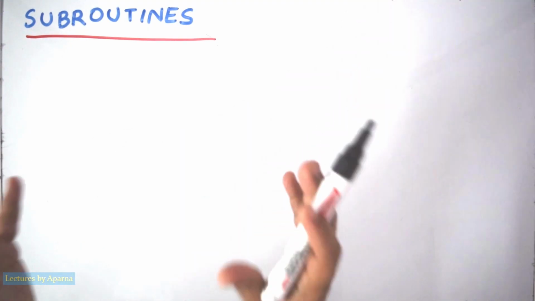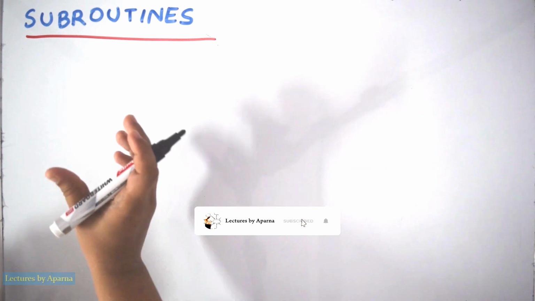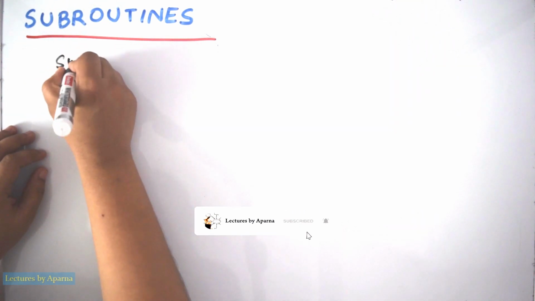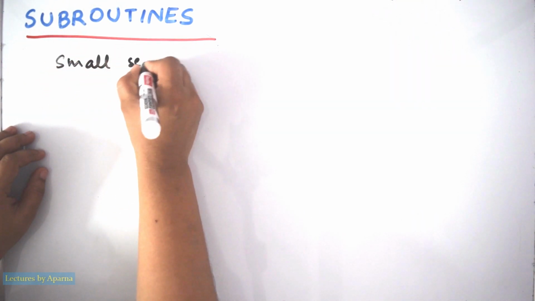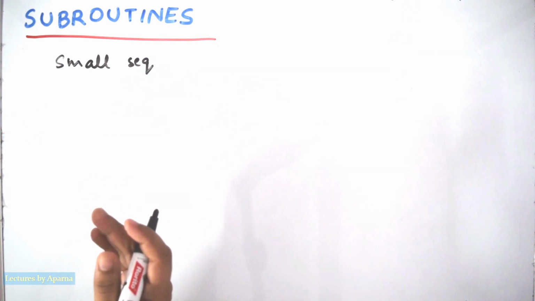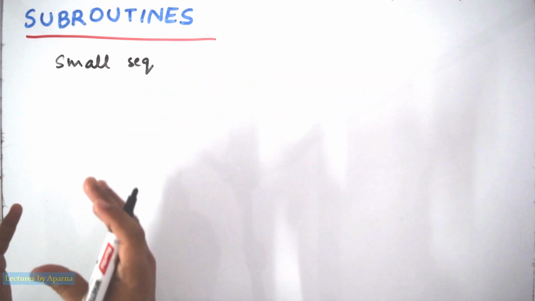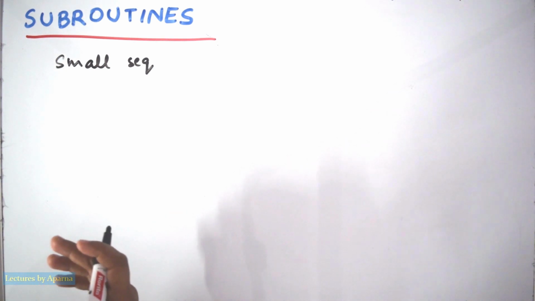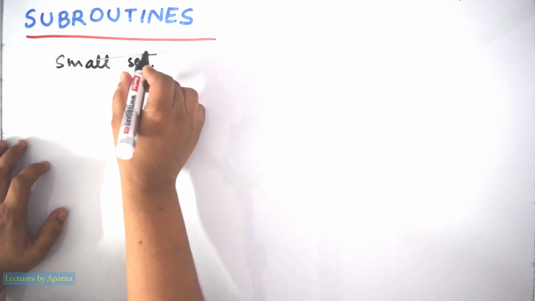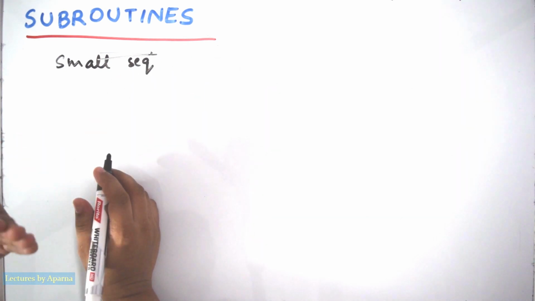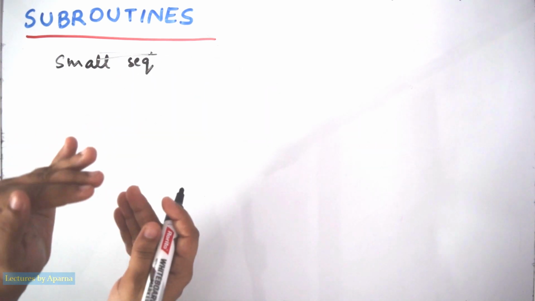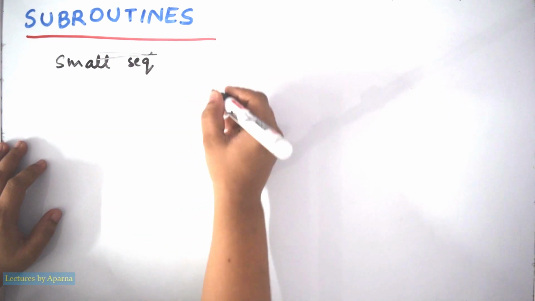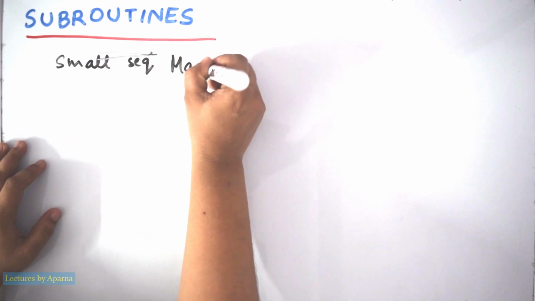So what is a subroutine? A subroutine is a small sequence of instructions that are used to perform a particular specific task. This concept of subroutines is used to avoid the repetition of small programs in the main program. So there will be a main program.